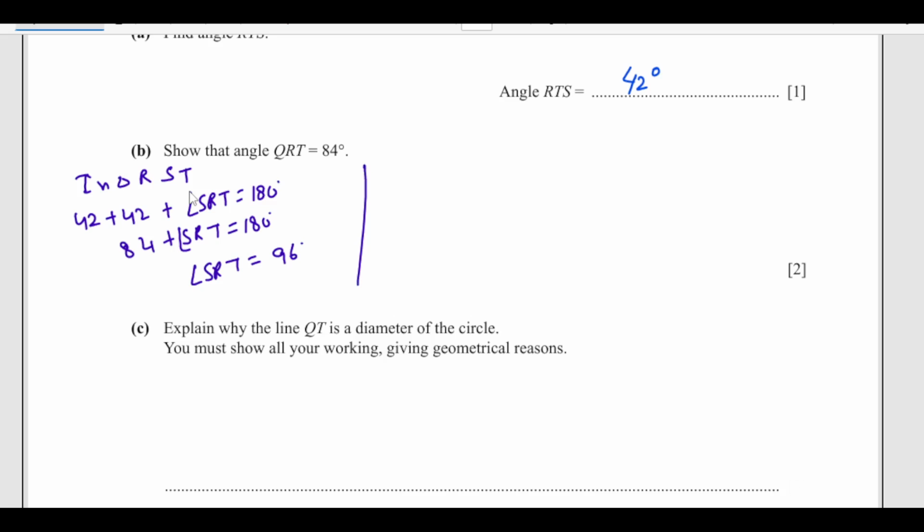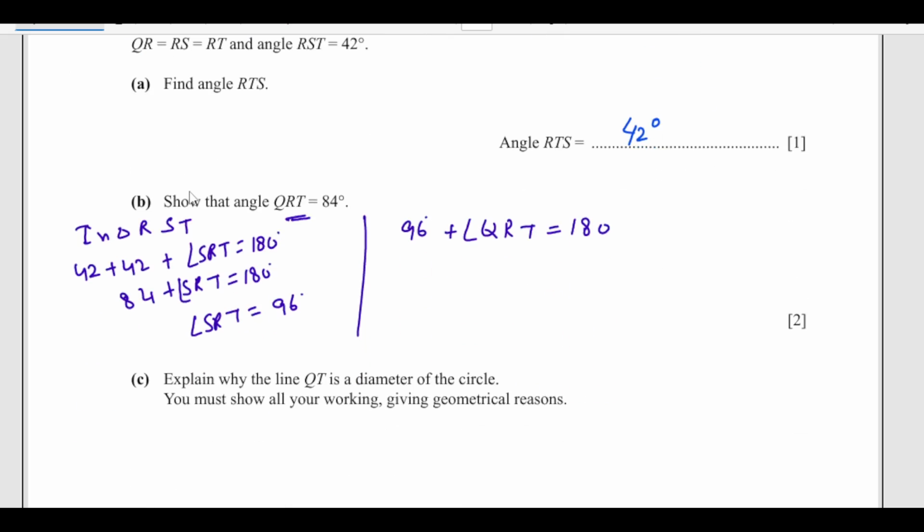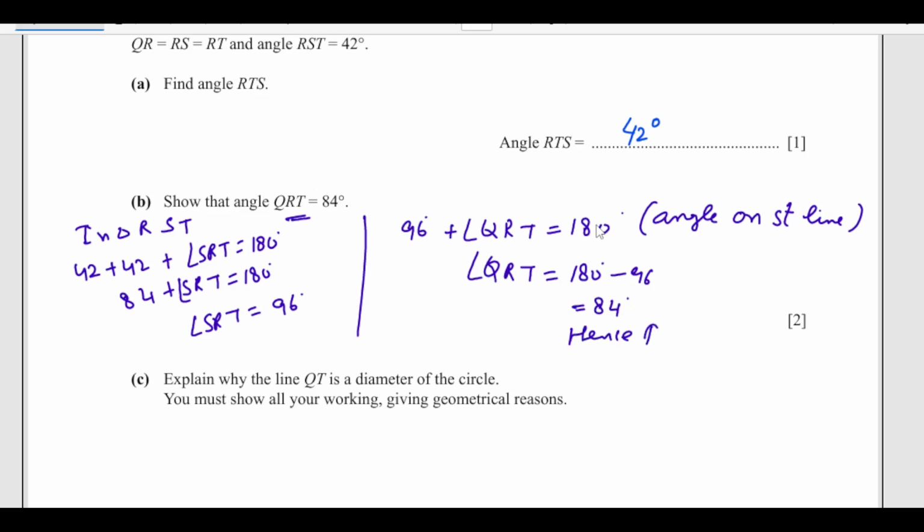Once we got this, then we have 96 plus angle QRT is 180. We are looking for angle QRT actually, because they are on the straight line here. This is a straight line, so this is angles on a straight line. That's why it's 180. So angle QRT is then 180 minus 96, which is 84 degrees. So hence proved. You can write down hence proved. That's what we need to show here, right?